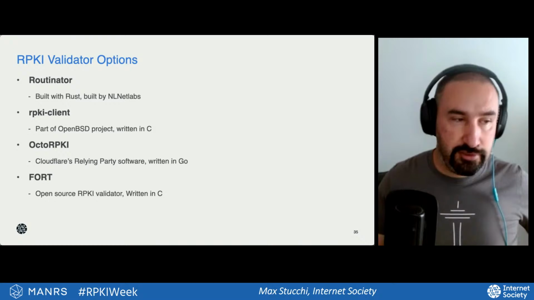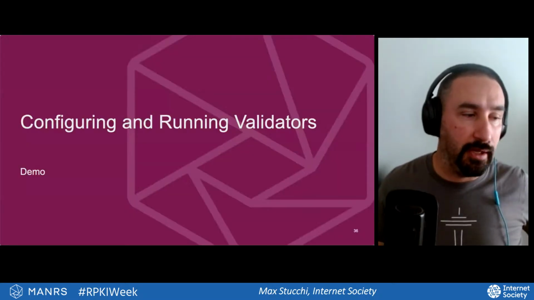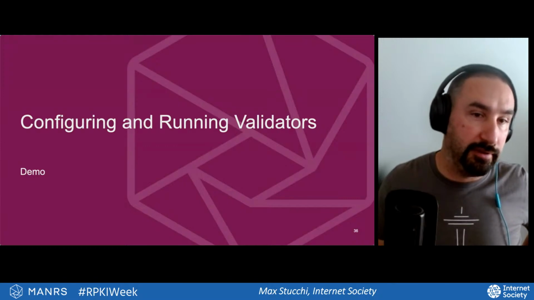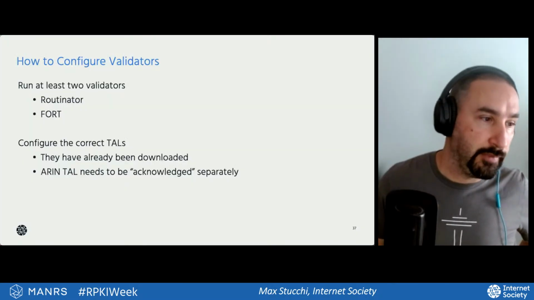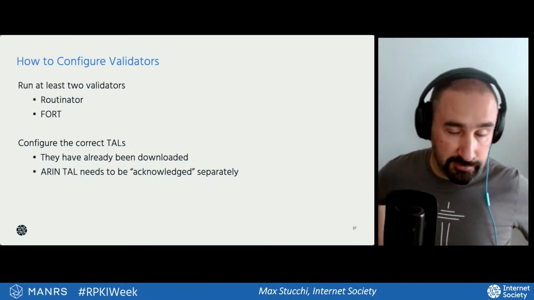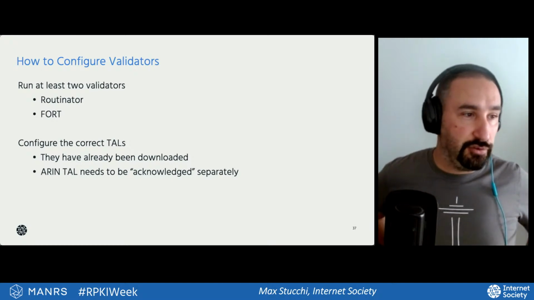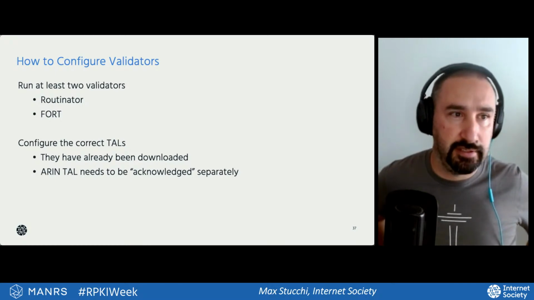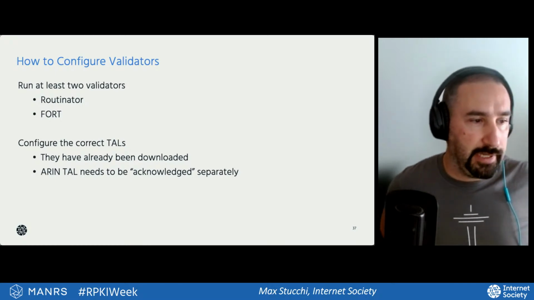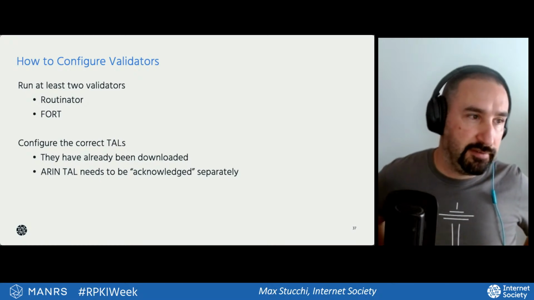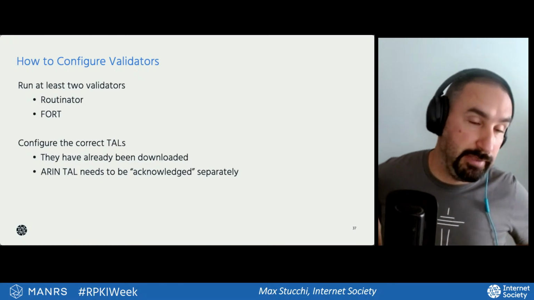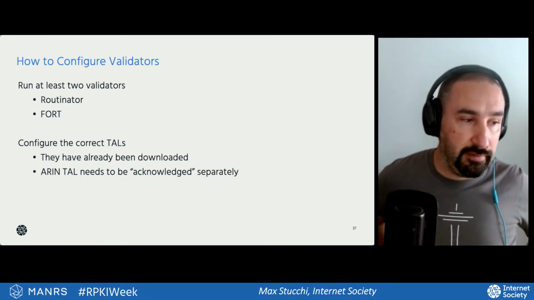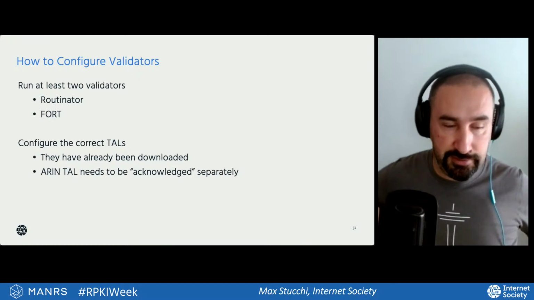But the suggestion is to always run 2 validators at least on different hosts for every PoP. So here's the suggestion. Run at least 2. The suggestion here is Routinator and Fort as a couple. Configure the correct TALs. In this case, they have already been downloaded. Normally, the software now distributes them, and the ARIN TAL needs to be acknowledged separately.